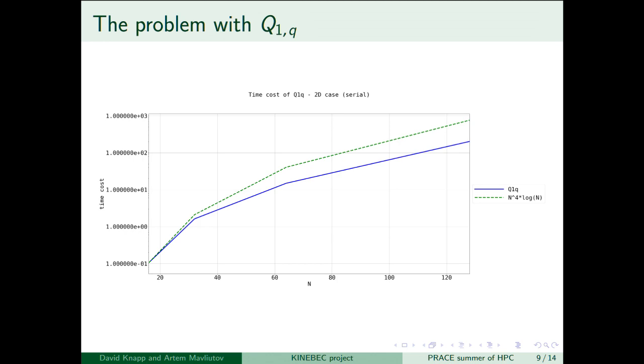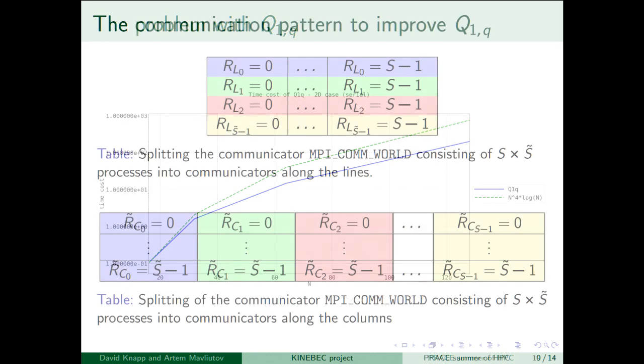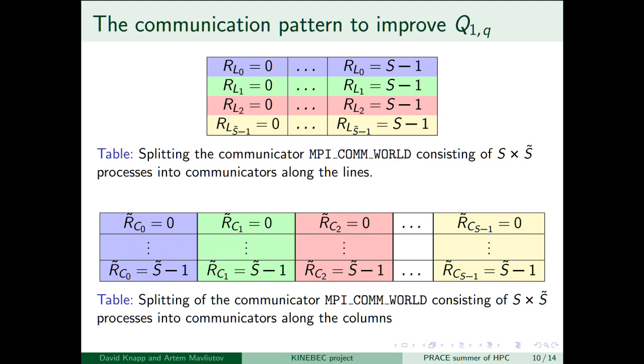My task was to implement an improved version of the computation of Q1Q using a new communication pattern to reduce the time cost on each process. The key idea is to split the MPI world communicator in 2 ways. Assuming that the world communicator consists of s times s tilde processes, we split it along the lines and along the columns. For the line communicators, we then get s communicators with s tilde processes.